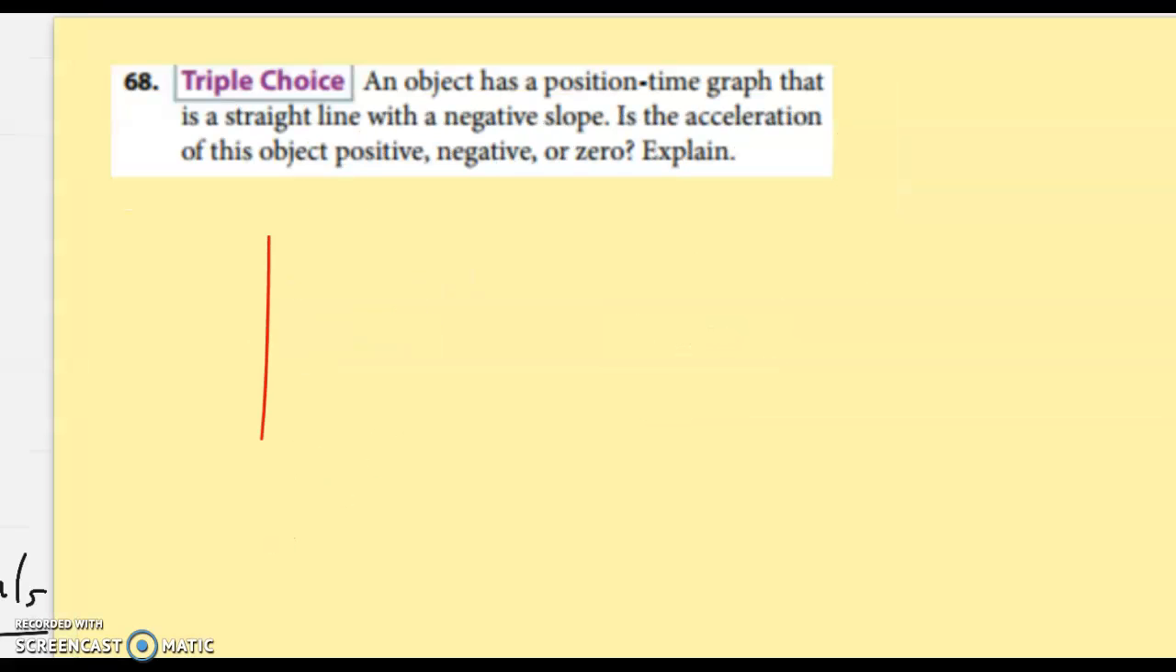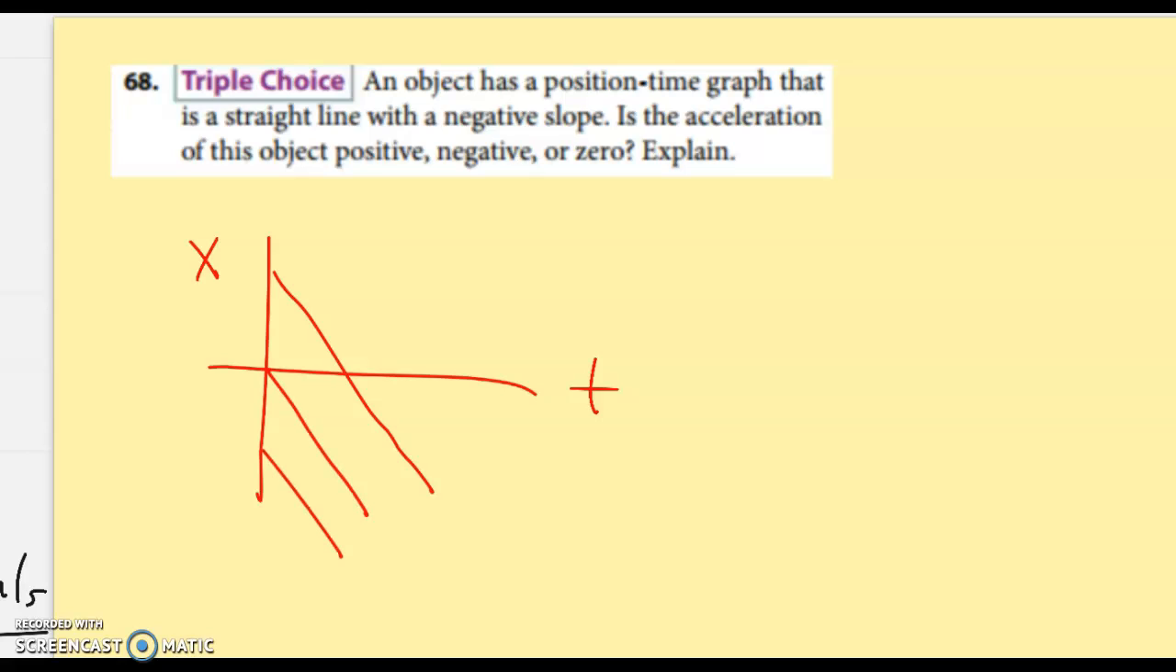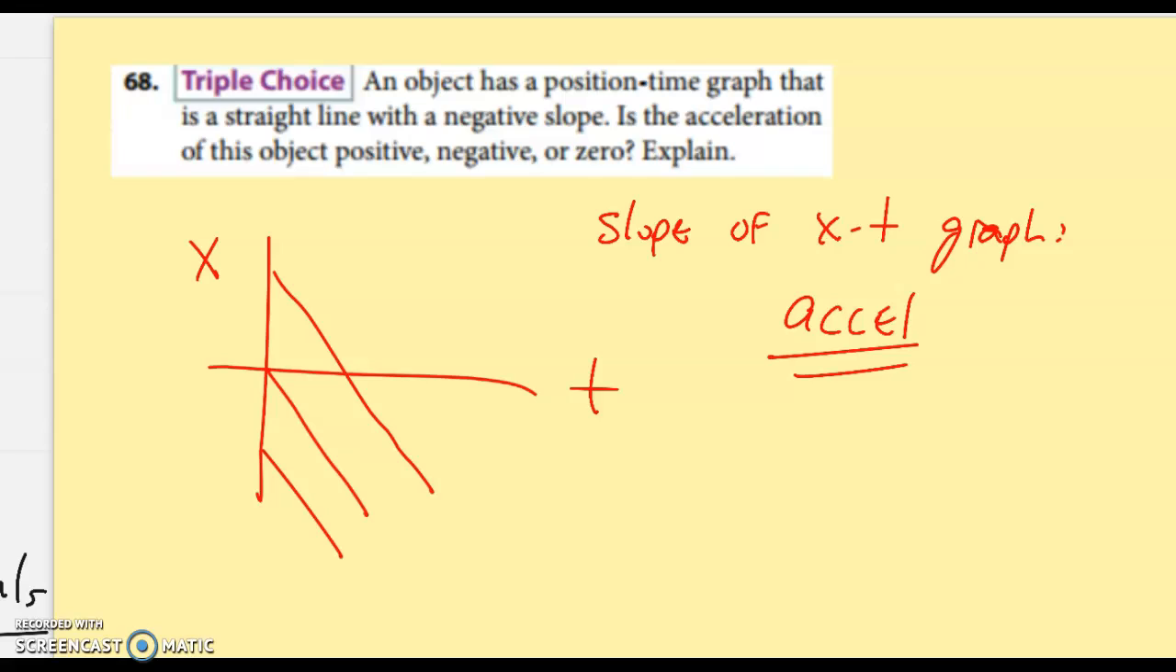68 says an object has a position versus time graph that is a straight line with a negative slope. Maybe it's this, maybe it's this, maybe it's this, I don't know, but they all have negative slopes. Is the acceleration of this object positive, negative, or zero? So the slope of a position time graph is the acceleration. So when they told you that we had a negative slope, well, that was just as good as them saying we have a negative acceleration. So these all have a negative acceleration because they have negative slope.